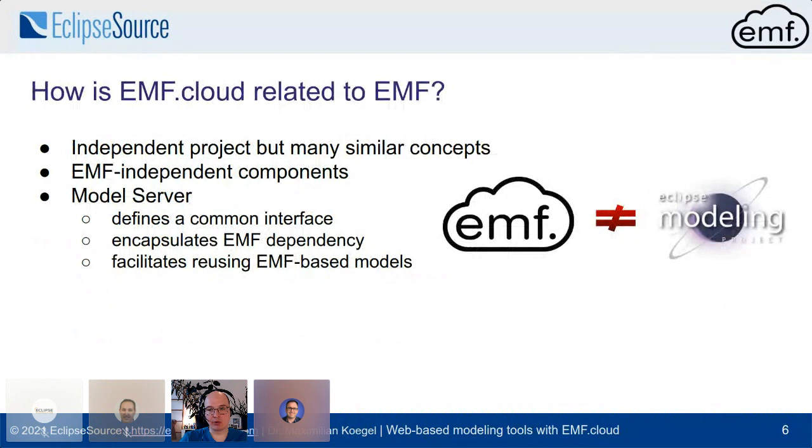So basically, if you want to use a model server, you can load a legacy, so to say, EMF model, a regular EMF model, on the model server side, and then expose that to the clients through a REST API in this case, so that the clients have no knowledge about EMF on the server side. And this facilitates reusing EMF-based models if you have an existing model tool.